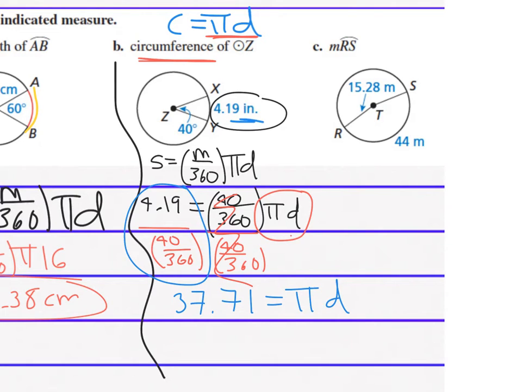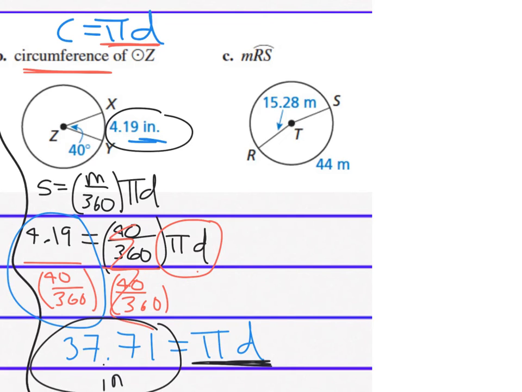And sometimes people will want to divide out the pi, get the diameter. You don't really need to do all of that because pi times diameter is your circumference. So this is my circumference. That is my answer. All right, now we are on part C.